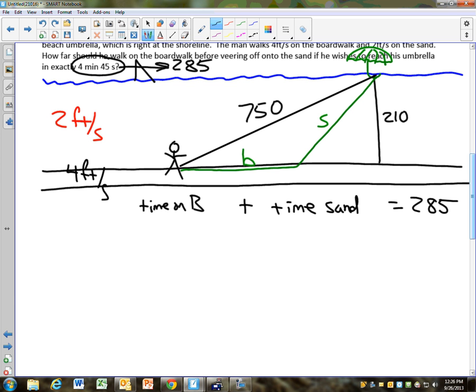Well, we don't know the distance and we don't know the time, but we do know his rate on each one. So this is a distance, rate, and time problem. Now, are we concerned about the amount of time it takes him? Time on the boardwalk, time on the sand. So if we have the equation rate equals distance over time, which variable should I solve for?